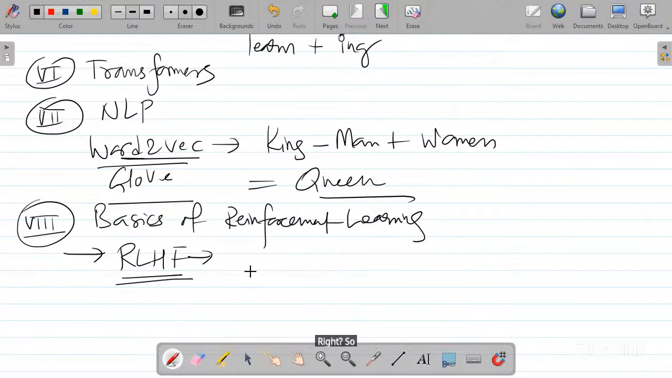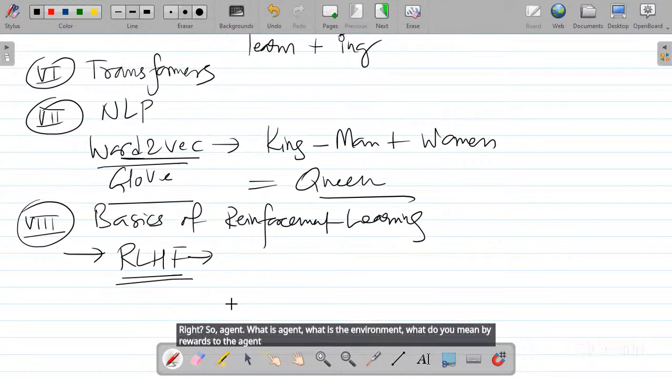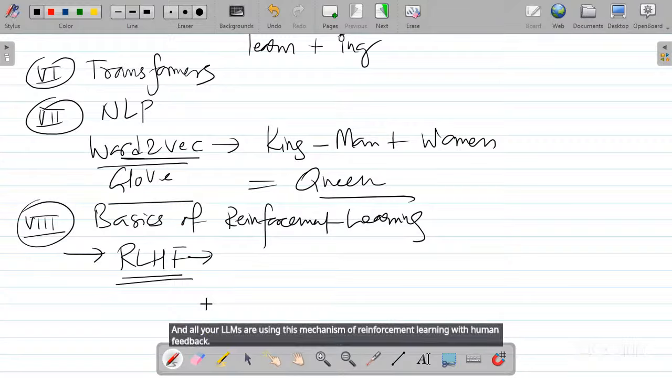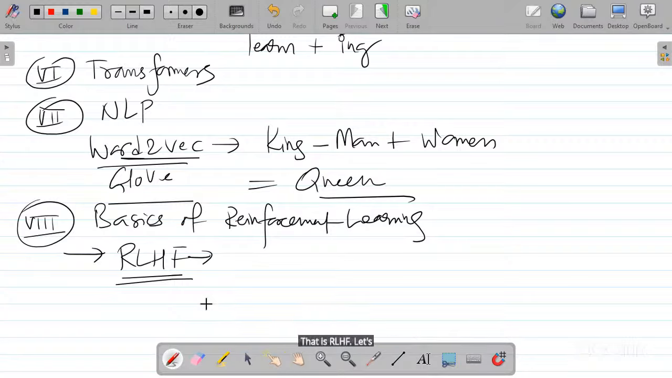So agent, what is agent? What is the environment? What do you mean by rewards to the agent? What is the policy of that trial and error mechanism? How we can explore and how we can exploit a particular situation? These are the concepts which come under reinforcement learning, and all your LLMs are using this mechanism of reinforcement learning with human feedback, that is RLHF. Let's take an example to understand this.